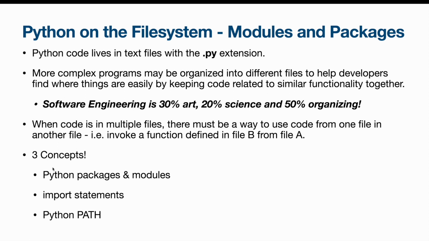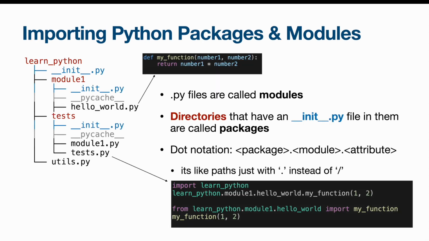So in Python, there are three concepts to understand about how we organize code into multiple files. There are Python packages and modules, import statements, and something called the Python path. And we're going to go through each one of these. So, packages and modules. I have here on the left an example directory tree.